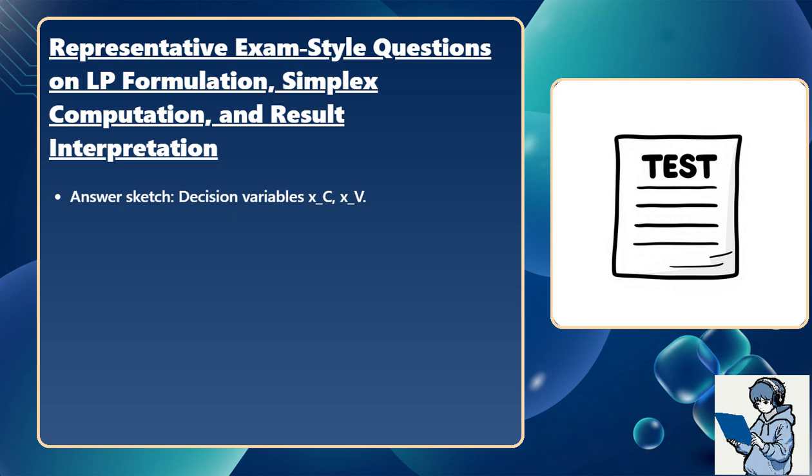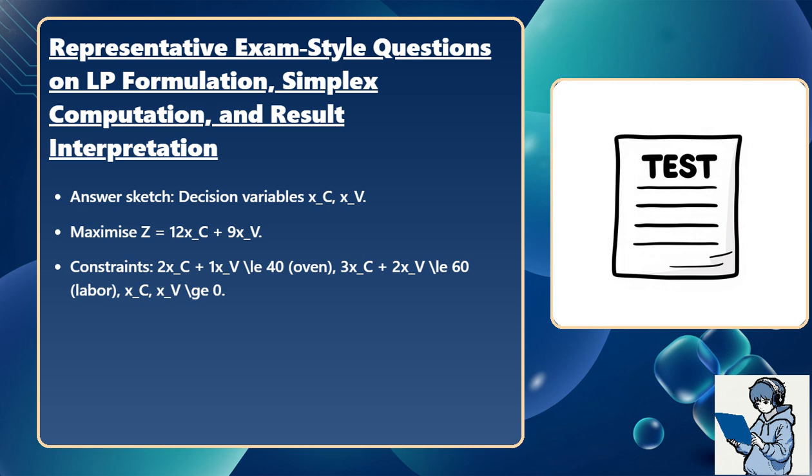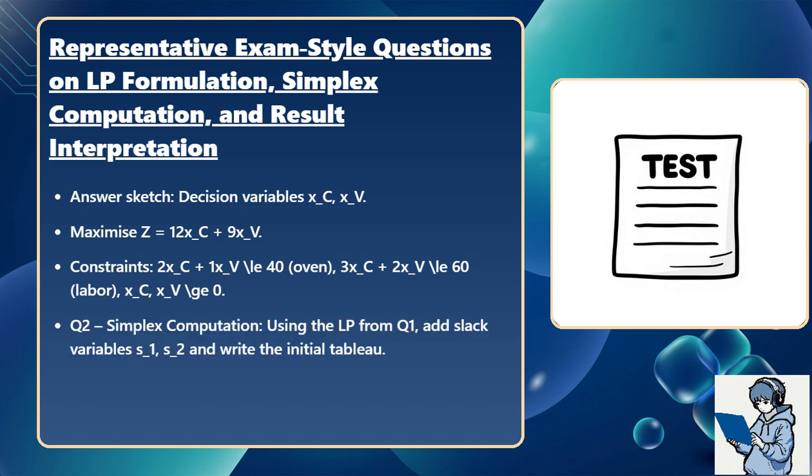Answer sketch: decision variables x sub c, x sub v. Maximize z equals 12x sub c plus 9x sub v. Constraints: 2x sub c plus 1x sub v less than or equal to 40 for oven, 3x sub c plus 2x sub v less than or equal to 60 for labor, x sub c, x sub v greater than or equal to 0.